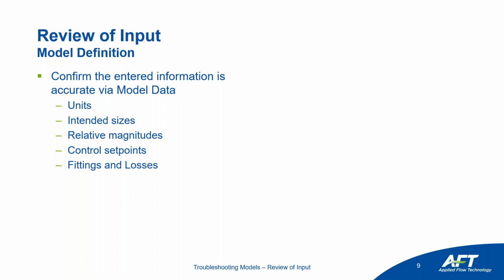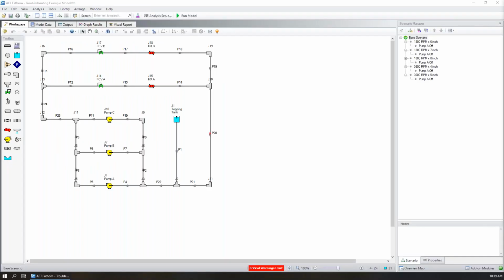So you might have a 3-meter pipe next to a 3,000 meter pipe. That might not be unrealistic for a pipeline system, but might be unrealistic if you have a smaller refinery system. You can check your control set points for your different control valves, and then you can also look at fittings and losses. So if we take a look in the software, here we have an AFT Fathom model, which is one of our example files. And here we have a collection of pumps going through a pair of control valves through some heat exchangers, and it recirculates around.